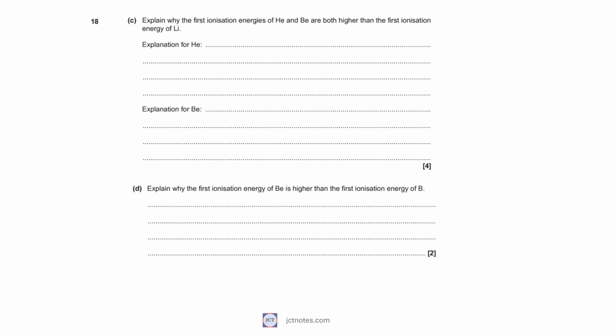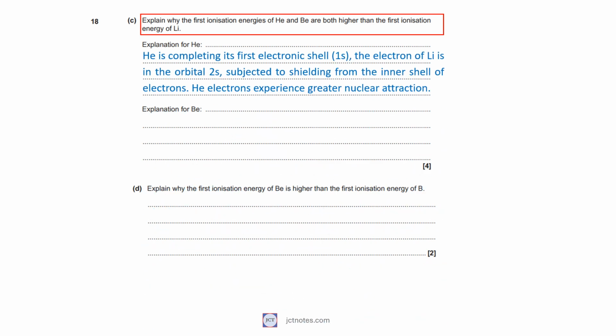In question 18c, we are asked to explain why the first ionization energies of helium and beryllium are both higher than the first ionization energy of lithium. In the case of helium, it is completing its first electronic shell 1s, while the electron of lithium is in the orbital 2s, subjected to shielding from the inner shell of electrons. Helium electrons experience greater nuclear attraction.